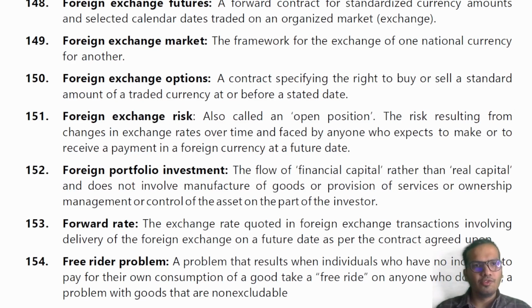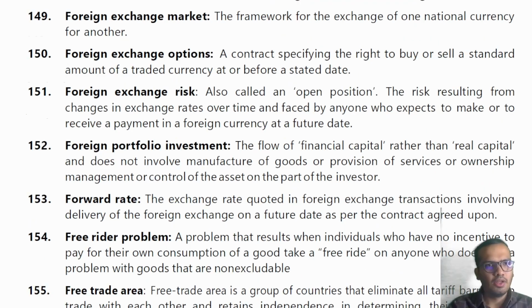Then comes number 150, foreign exchange options. So it's a contract specifying the right to buy or sell a standard amount of a traded currency at or before a stated date. Then comes number 151, foreign exchange risk.